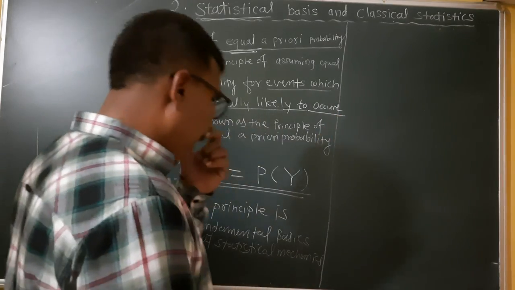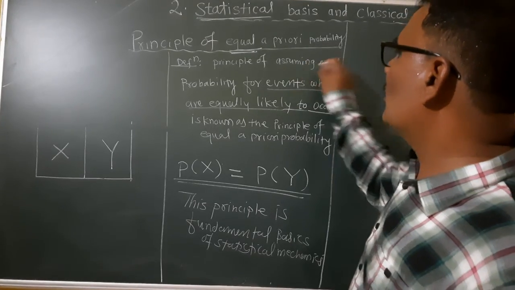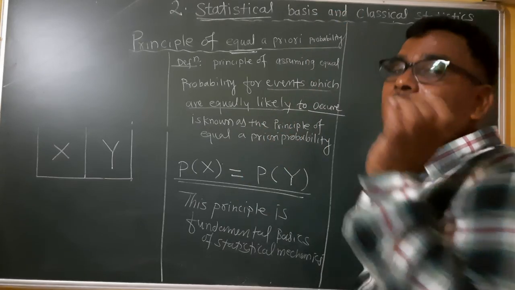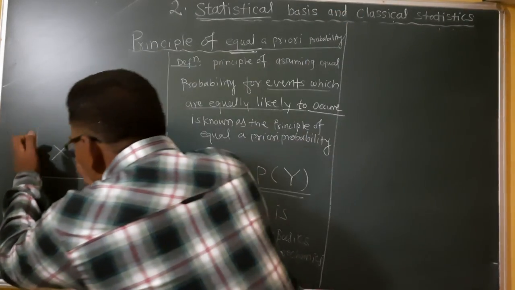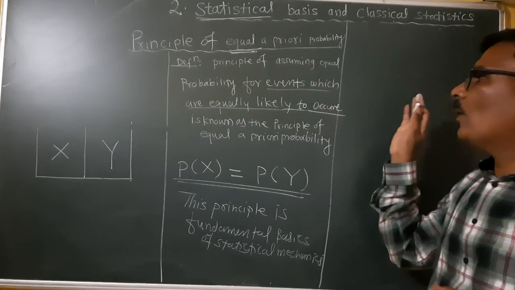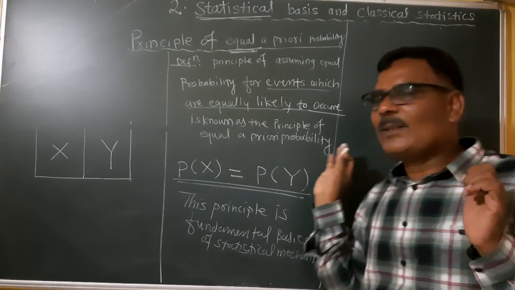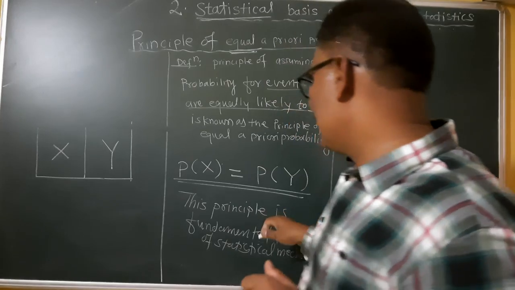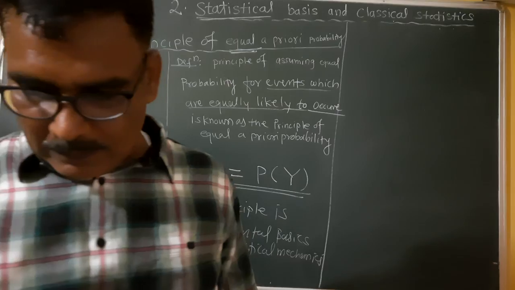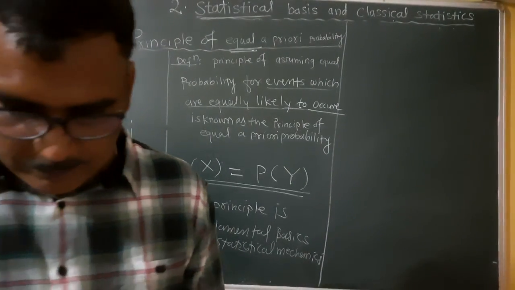This is called the principle of equal a priori probability. What we have to assume is that events which are equally likely to occur, either in X or in Y, have equal probability. The principle of events being equally likely to occur is known as the principle of equal a priori probability, that is P of X equals P of Y. This fundamental principle is the basis of statistical mechanics. After that, we are going to study one more important topic, probability and frequency.